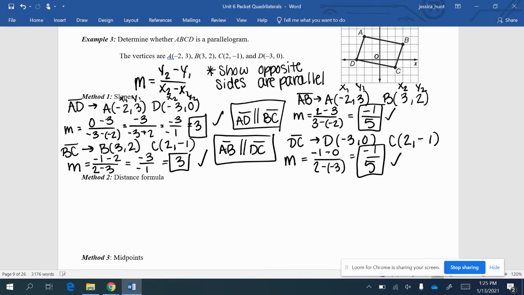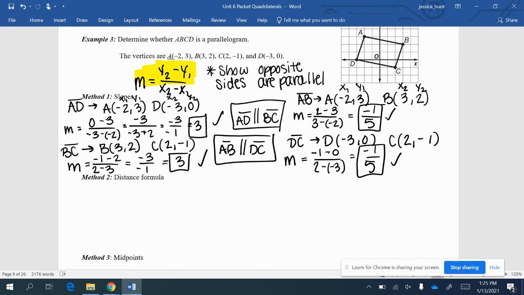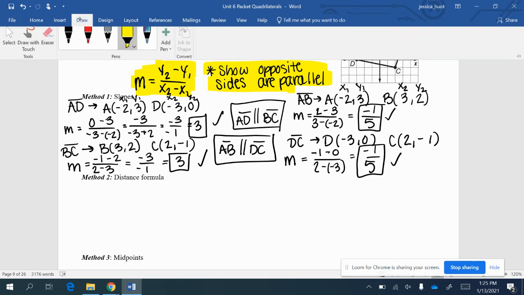Okay, so that is a lot, definitely. Make sure you know our slope formula, and for slopes, you are showing that opposite sides are parallel. That is going to be very important for you to know.